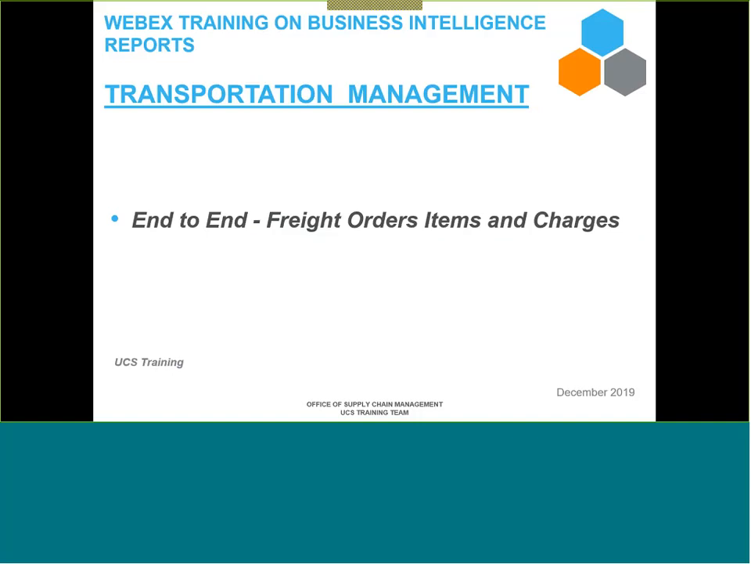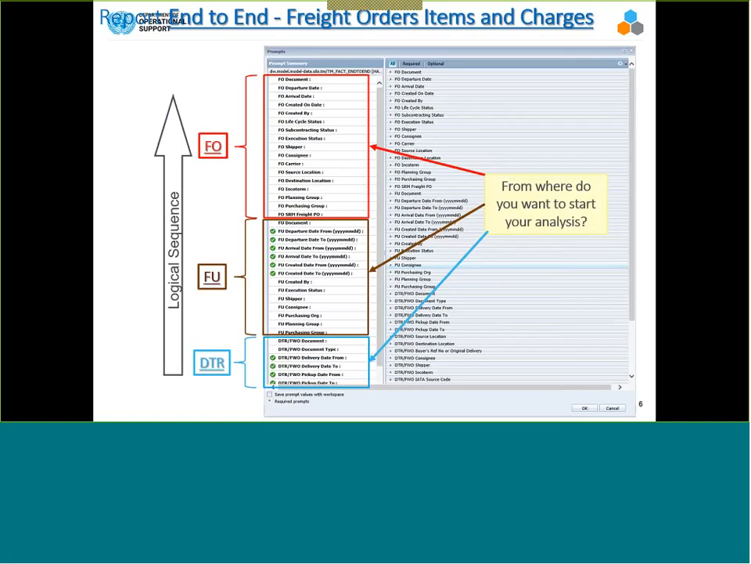Those are the first 5 takeaways as a whole. Then remember that we went through the end-to-end on freight orders and analysis. This is the first and the biggest analysis workspace in terms of logical sequence. As you can see, the prompt goes from the DTR through the FU and finalizes in the FO, right? In a logical way, the prompt is asking you from where you want to start your analysis, right?